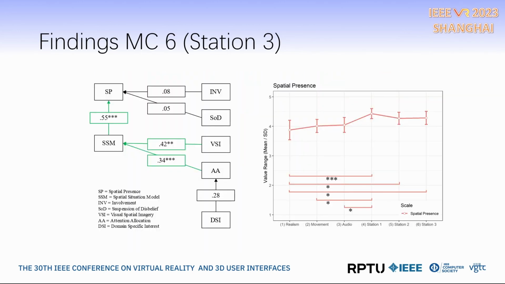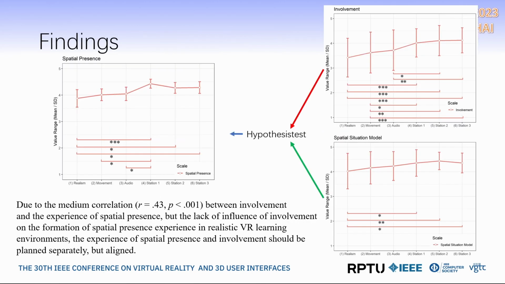The values of station 3 were similar to those of cycle 4 and 5. There were hardly any noticeable changes. What stands out in particular is that involvement was greatly increased, but it had no effect on the formation of the presence experience in the path analysis. This leads to the next design principle.